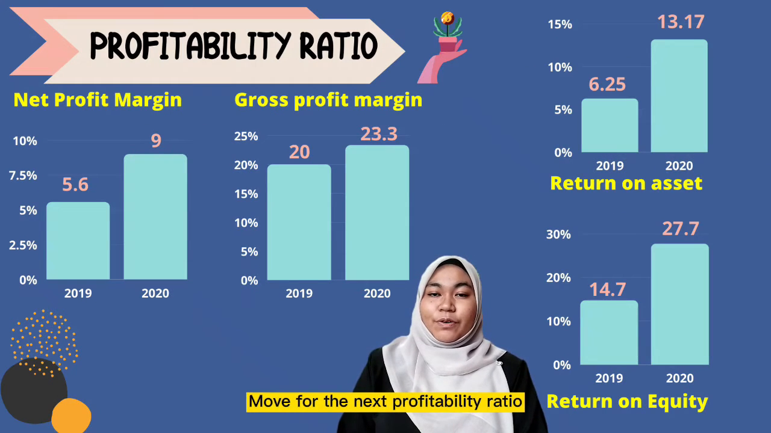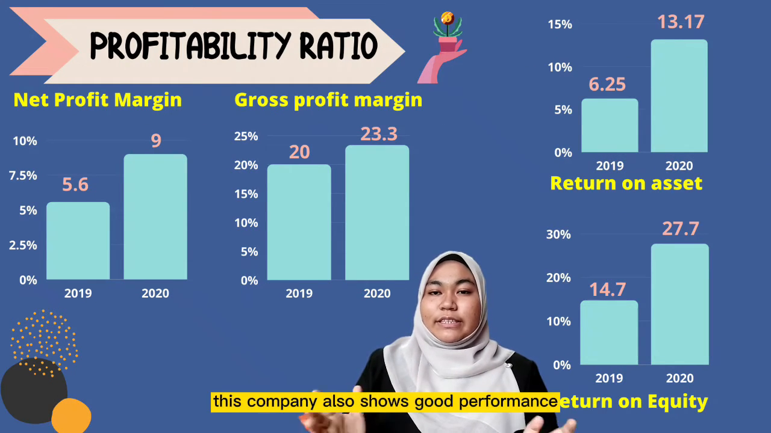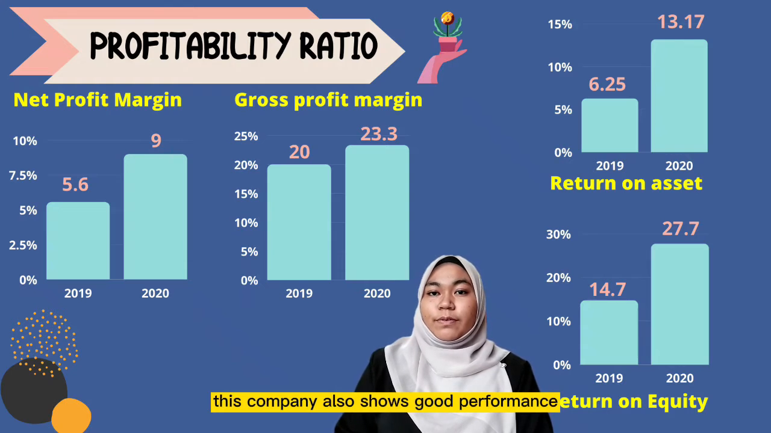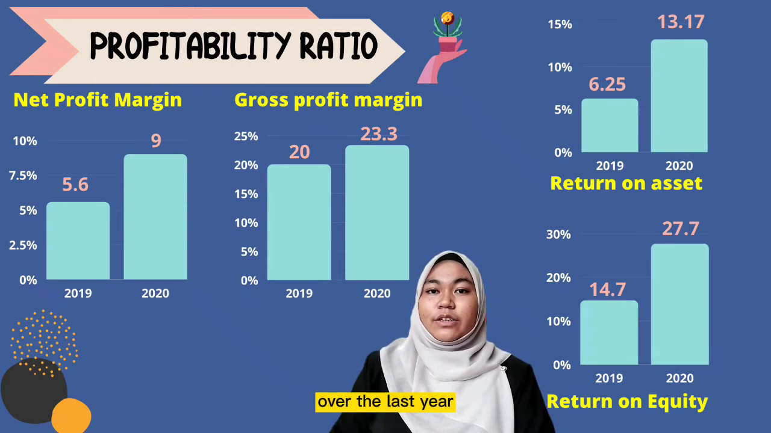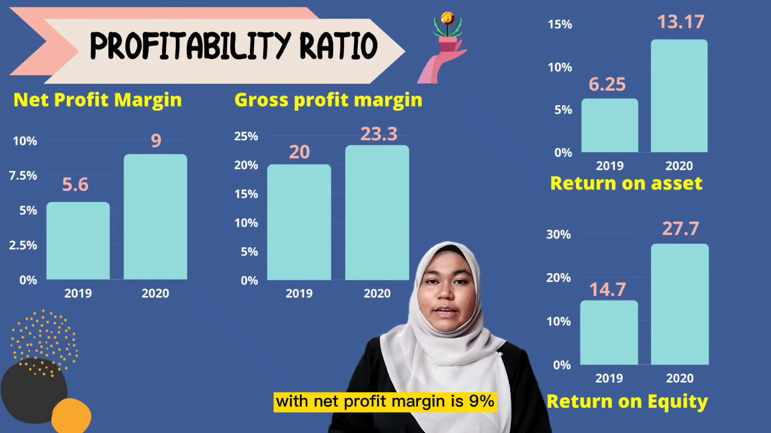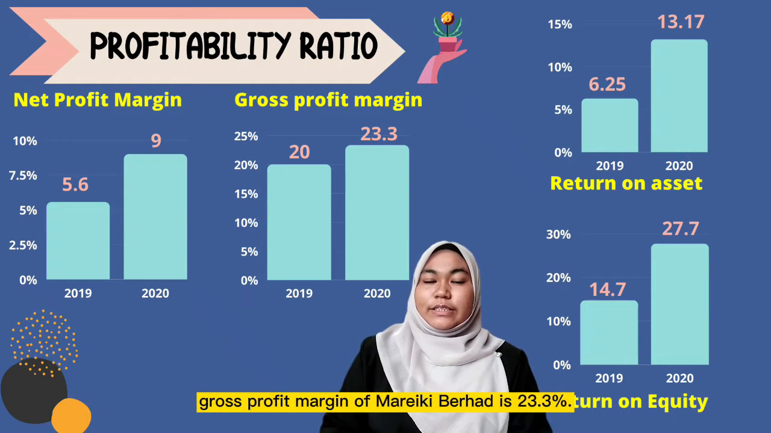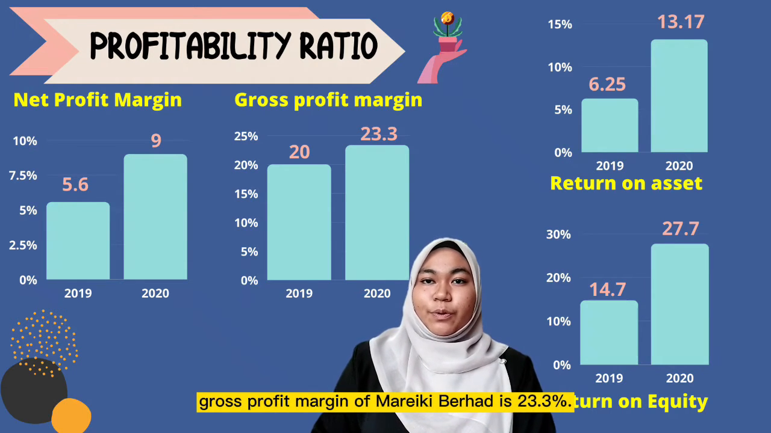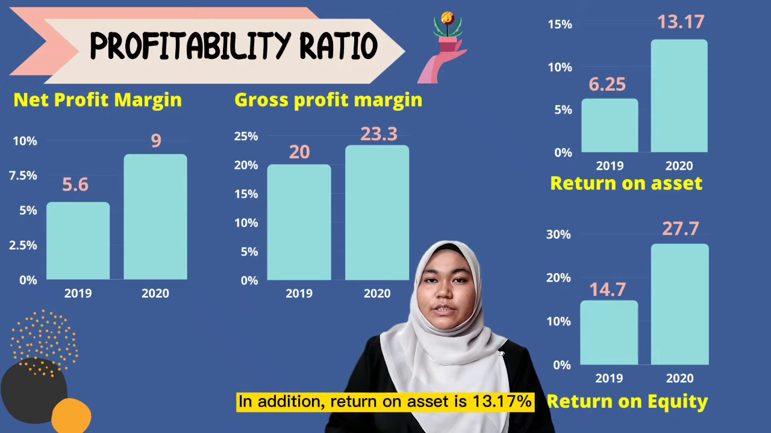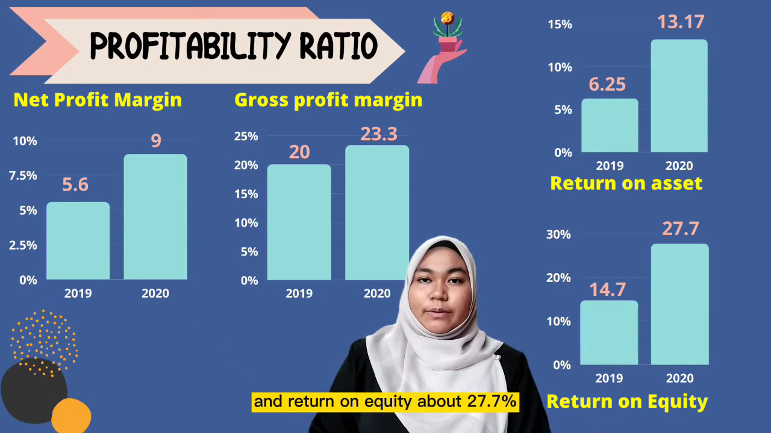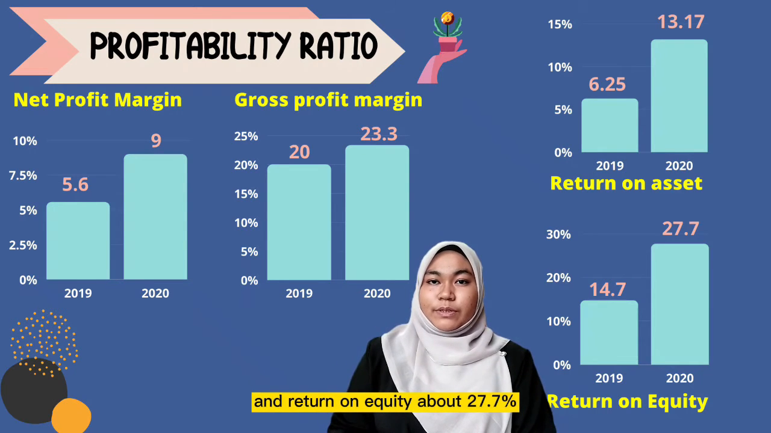Moving to the next, profitability ratio. This company also shows good performance over the last year with a net profit margin of 9%. Gross profit margin of Mariki Berhad is 23.3%. In addition, return on asset is 13.17% and return on equity is about 27.7%.